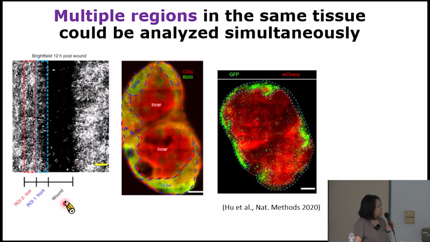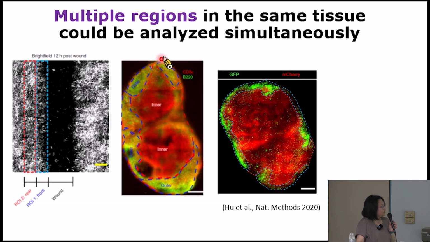First, they wanted to study wound healing, so this is a wound healing assay. They wanted to know what's the difference in expression pattern between the cells that are really close to the wound versus the cells that are kind of behind, in the second line. So they can draw the region of interest, separate these regions, and analyze the mRNA molecules in these 2 populations of cells.